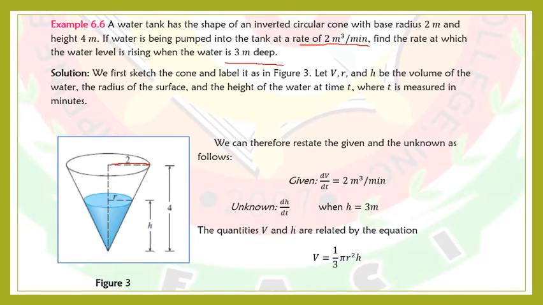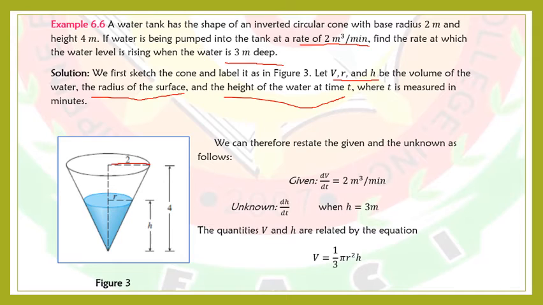Okay, we first sketch the cone, ito yung cone natin, and label it as in this figure. So let V, r, and h be the volume of the water, the radius of the surface, and the height of the water at time t, where t is measured in minutes. So we can therefore restate the given and the unknown as follows. Ang given natin, class, is yung dV over dt, or yung volume over time, which is 2 cubic meters per minute. Yan yung water is being pumped into the tank.